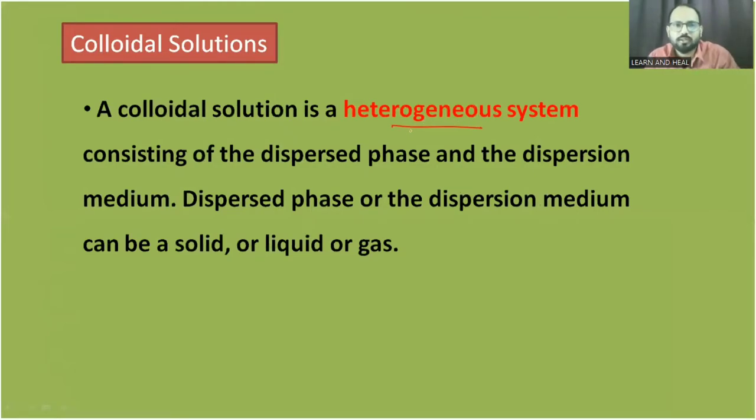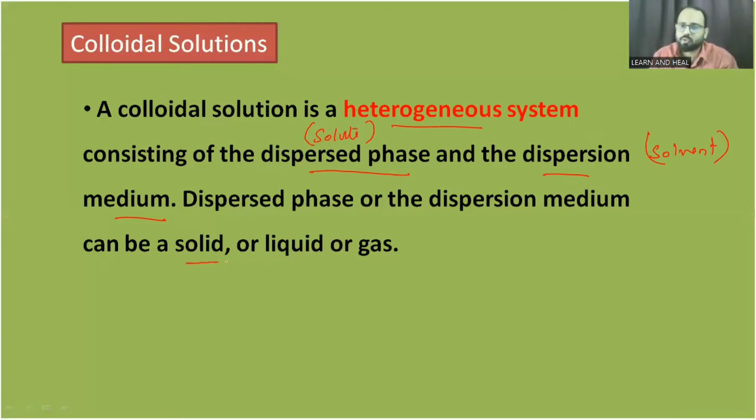Now colloidal solution is a heterogeneous system; we have discussed that. It consists of a dispersed phase and a dispersion medium. In a colloidal solution, instead of solute and solvent, we are going to use dispersed phase and dispersion medium. The dispersed phase is like the solute, and the dispersion medium is like the solvent.